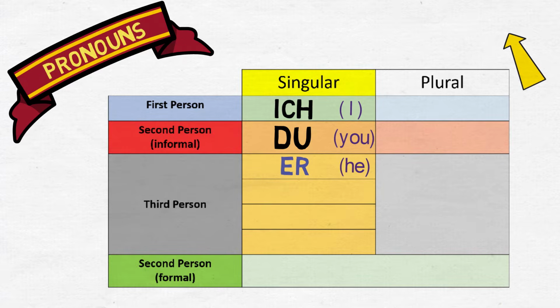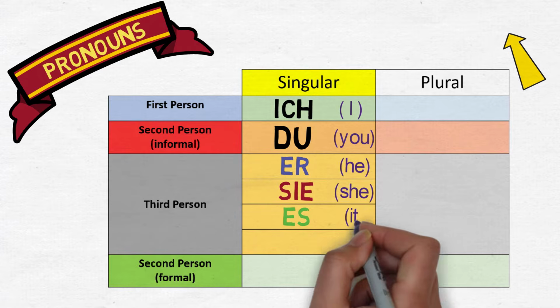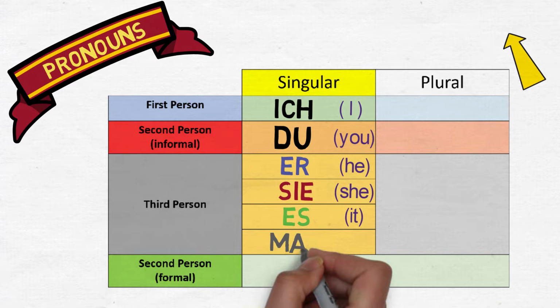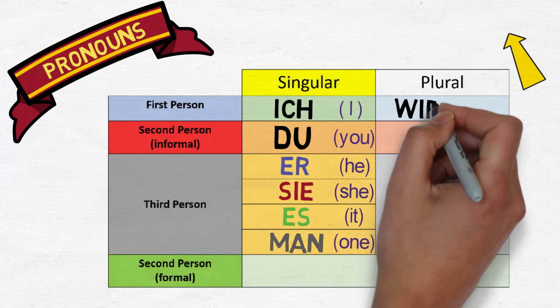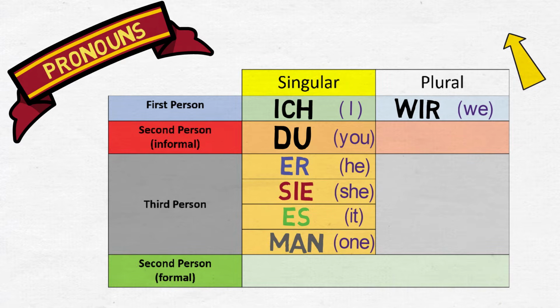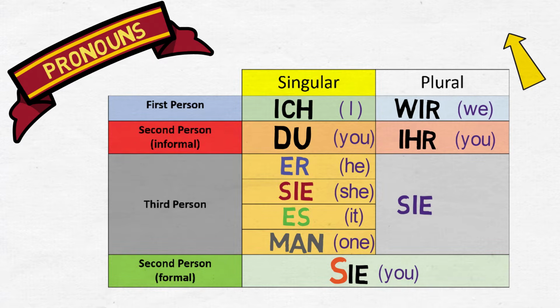Er means he, sie means she, es means it, man means one or anyone, wir, meaning we, ihr, meaning you, when in an informal situation and you're talking to two or more people. Sie, with a capital S, means you in a formal situation, no matter how many people you're talking to. And sie, with a lowercase s, meaning they.